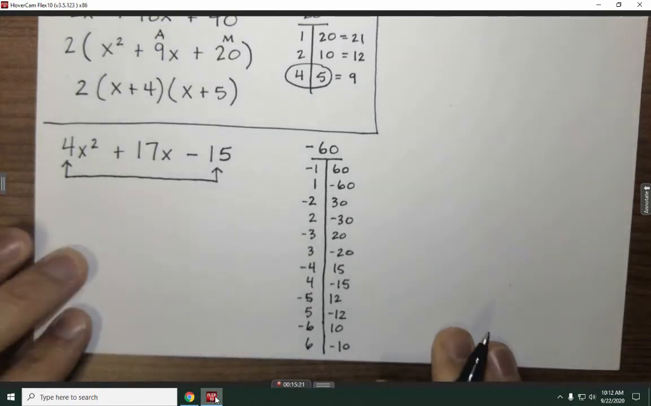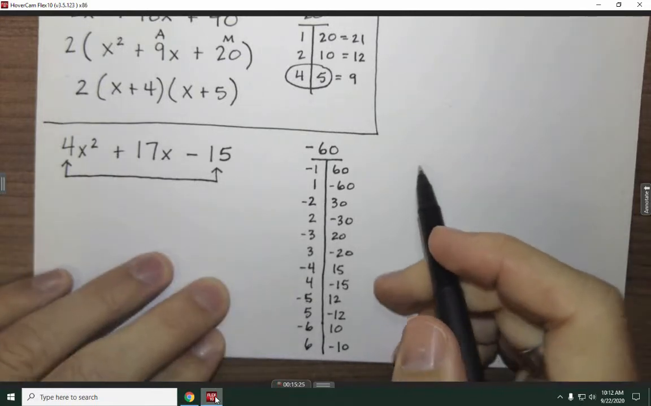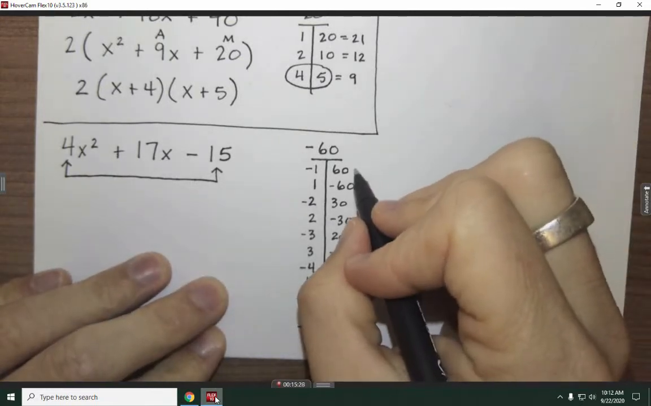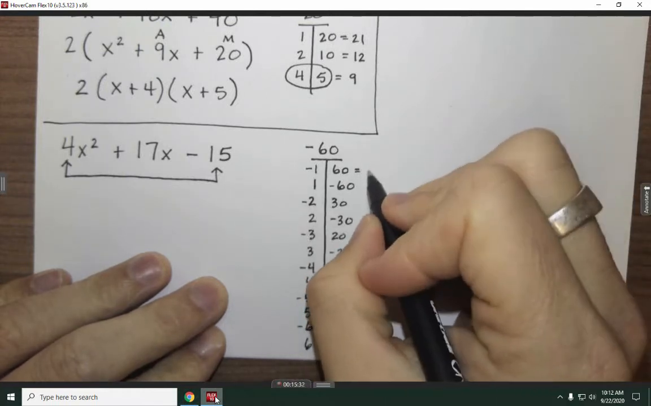Now remember, we're looking for the sum of 17. Now if we start going down this list, start adding these up. Negative 1 plus 60 is 59.